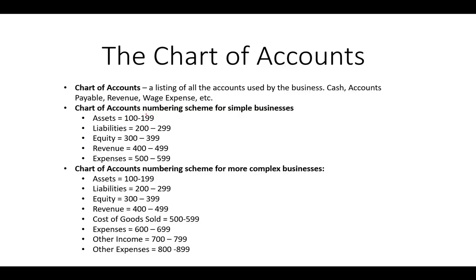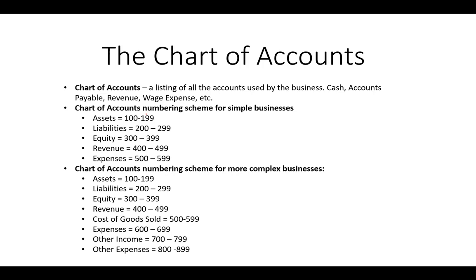Before we discuss the last step of posting to the trial balance, I figured we should briefly touch on the chart of accounts. And the chart of accounts is essentially a listing of all the accounts used by the business arranged numerically in the same order as our accounting equation. So our assets are first, followed by liabilities, then owner's equity, and finally our revenue and expense accounts.